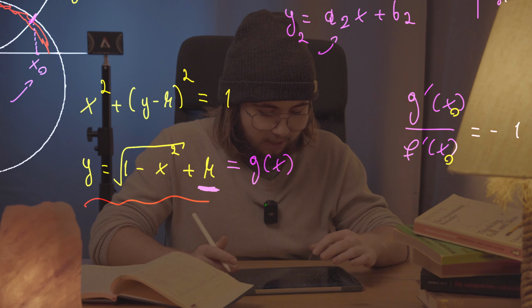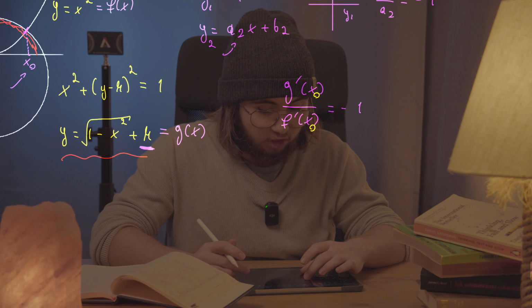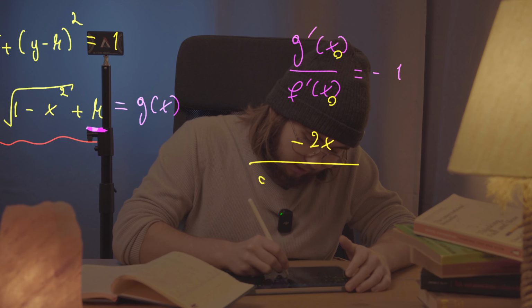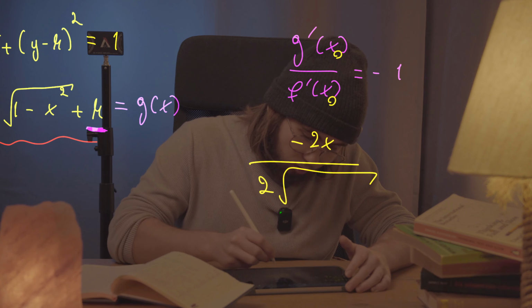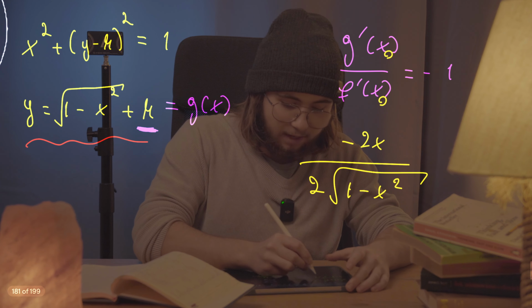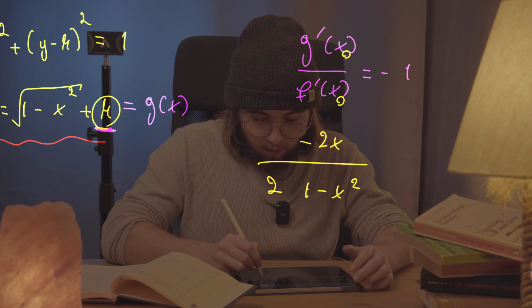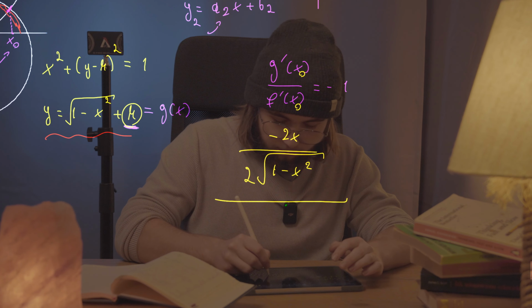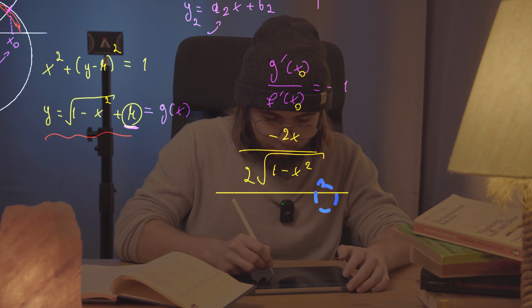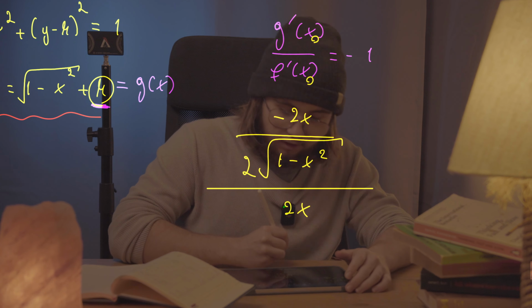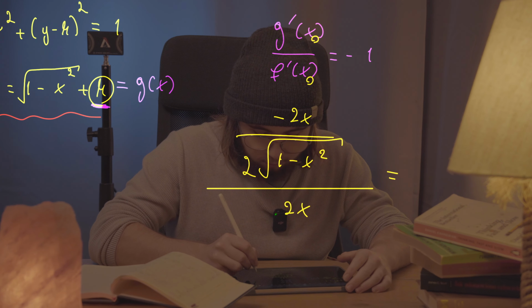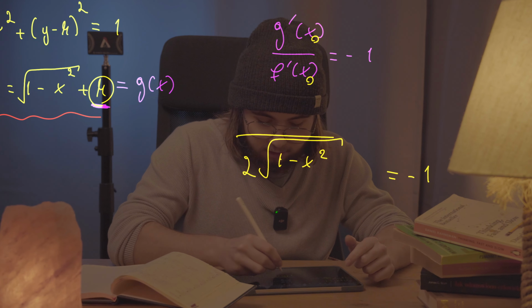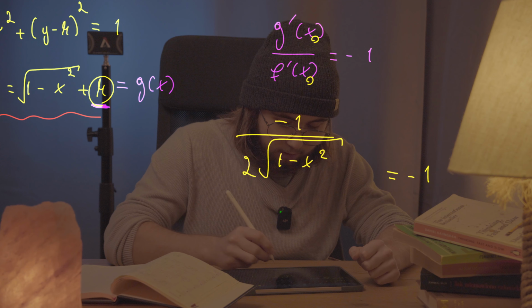g prime of x is going to be what? Well, that's going to be by the chain rule equal to -2x divided by 2 times the square root of 1 minus x squared. The derivative of this k term is going to be just a 0. And now we will divide this entire fraction by the derivative of our function f, which is just 2x, because this is a quadratic function, and since everything is supposed to be -1. However, this 2x will just cancel out nicely with this negative 2x here. I'm just going to be left with a -1 in the numerator.